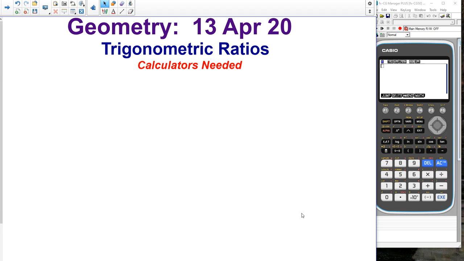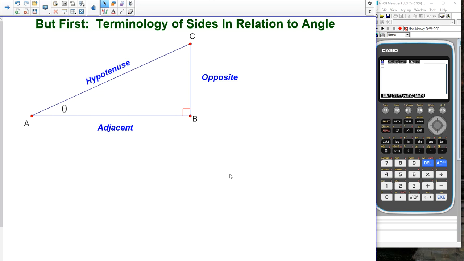Everyone, I'm going to run through introducing trigonometry for tomorrow's Webex lesson. So let's go ahead and get started. And when I say calculator is needed, you're going to want to have something handy, whether it's on your phone or on your PC or something like that.